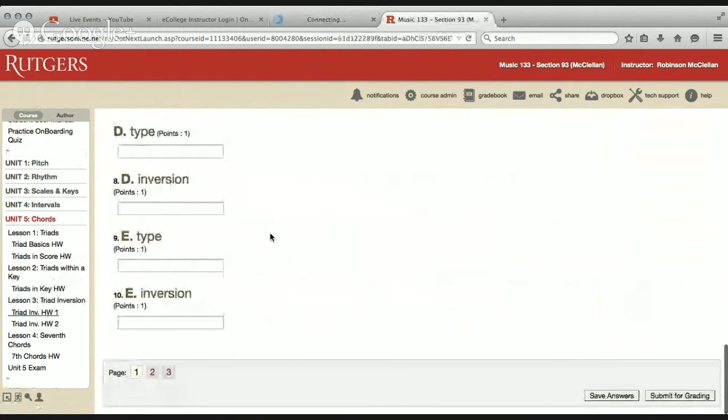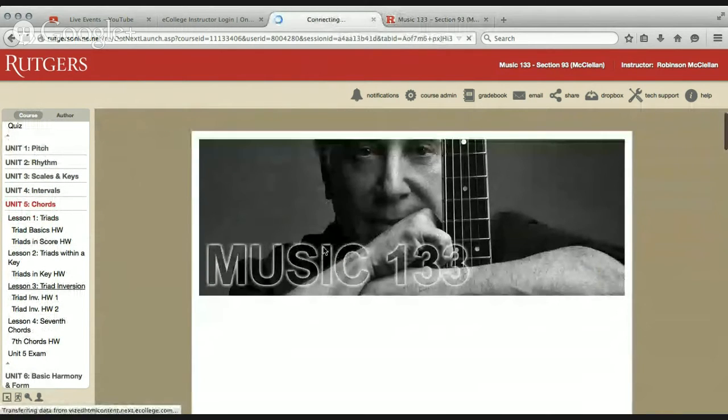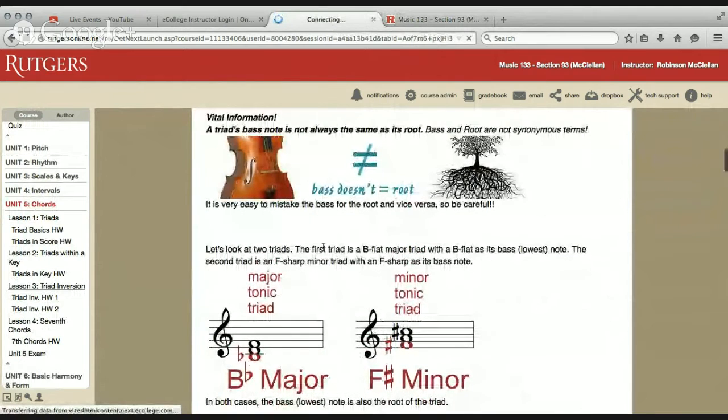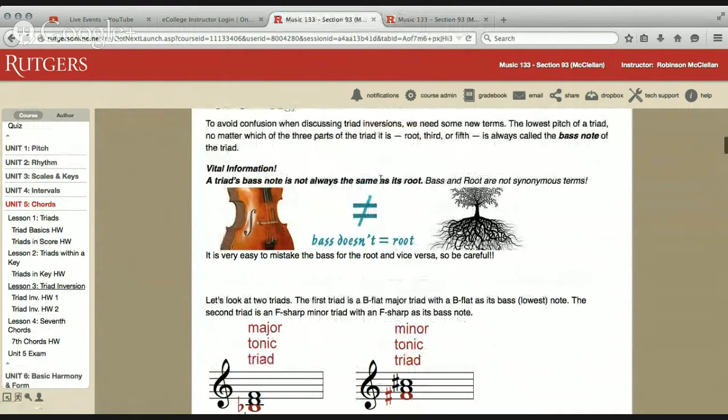Maybe we could explain it based on the figured bass. Is that what you're thinking about? Correct. Since I'm on this screen, bass versus root. This is really important, and Doc Wilcox found this really excellent graphic to remind you that a bass is not a root. They look completely different, don't they?